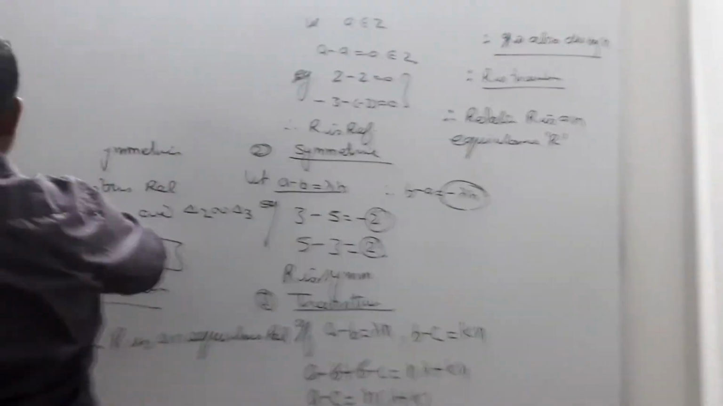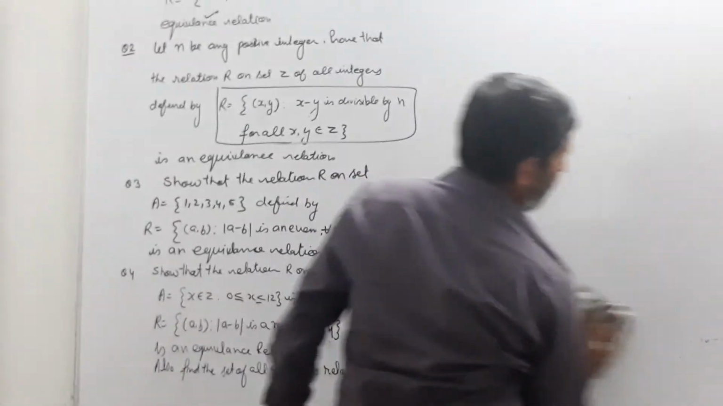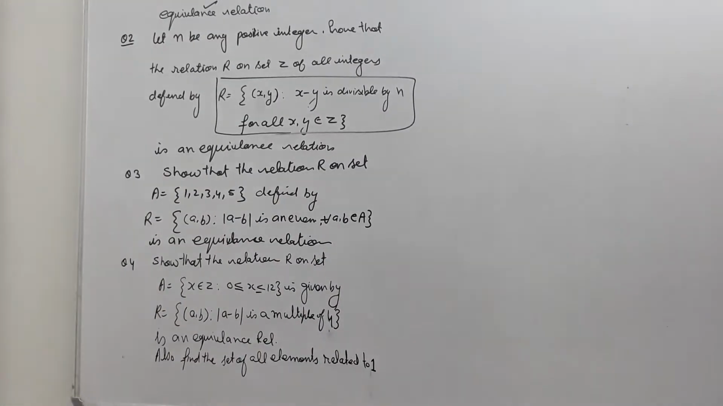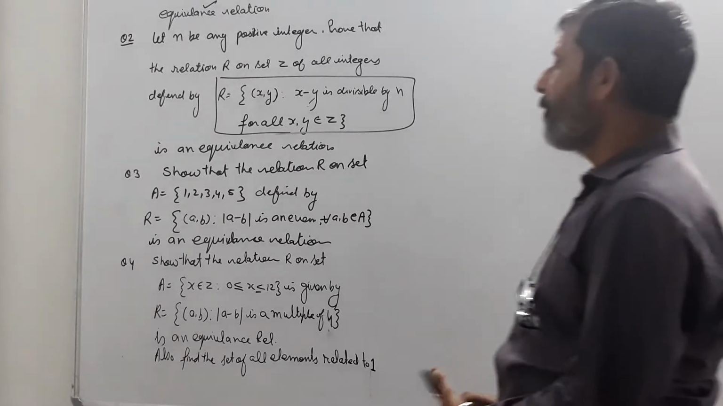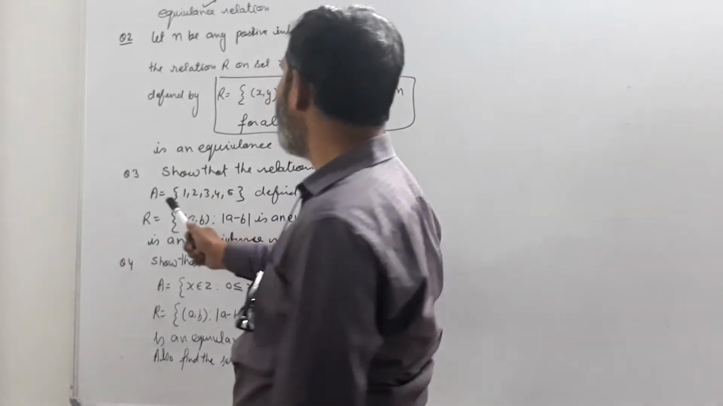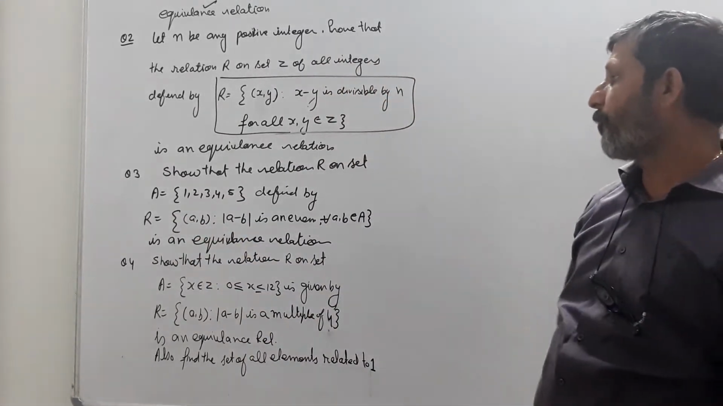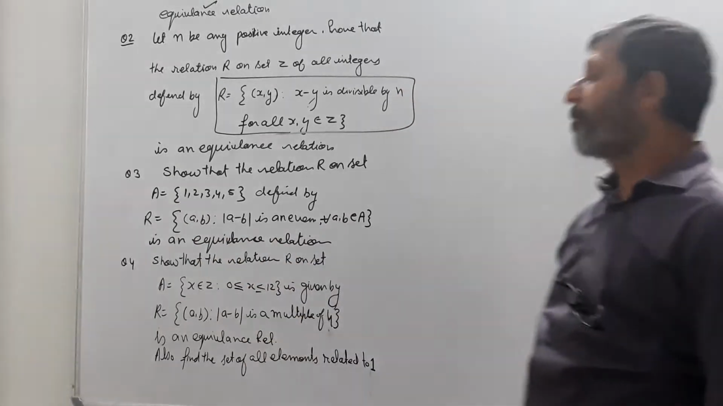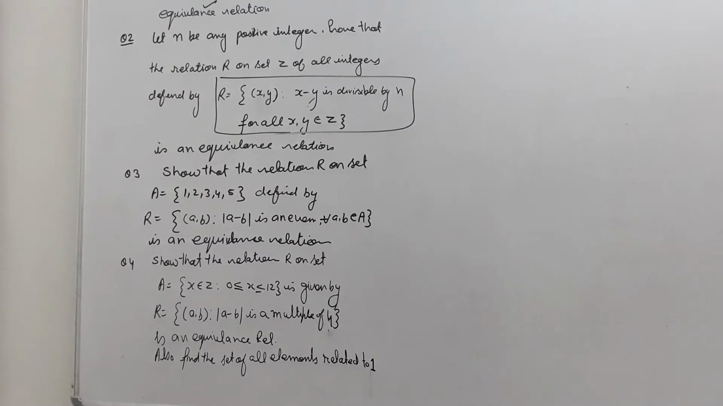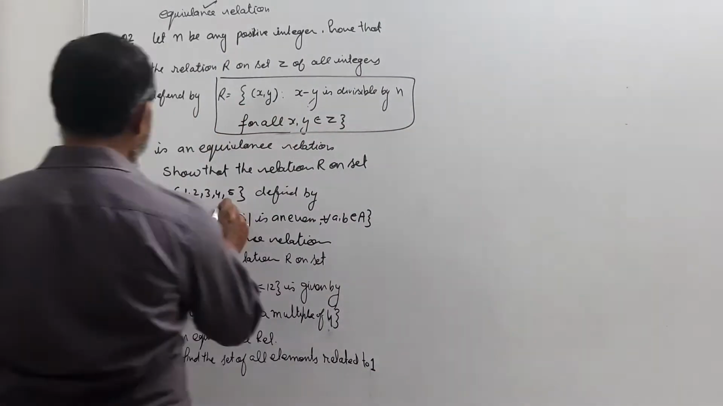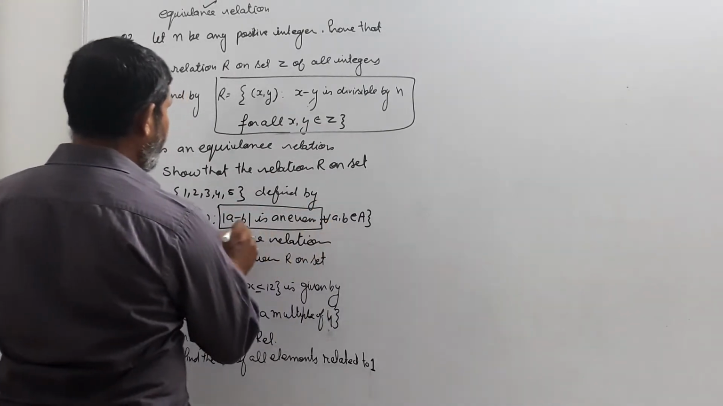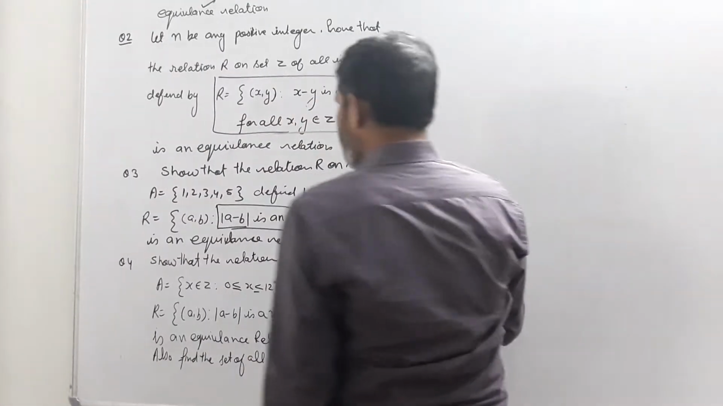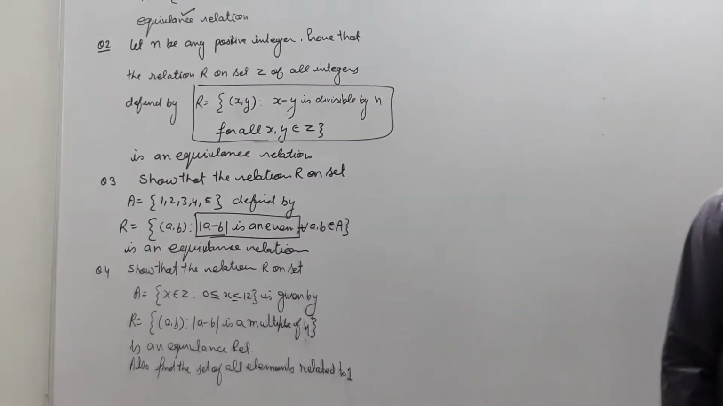Now we start the third question. The question 3 shows that the relation R on the set A, where set A is 1, 2, 3, 4 and 5, is defined by (A, B) where the modulus of A minus B is an even number. This is the condition given in the relation. Show that the relation is an equivalence relation.